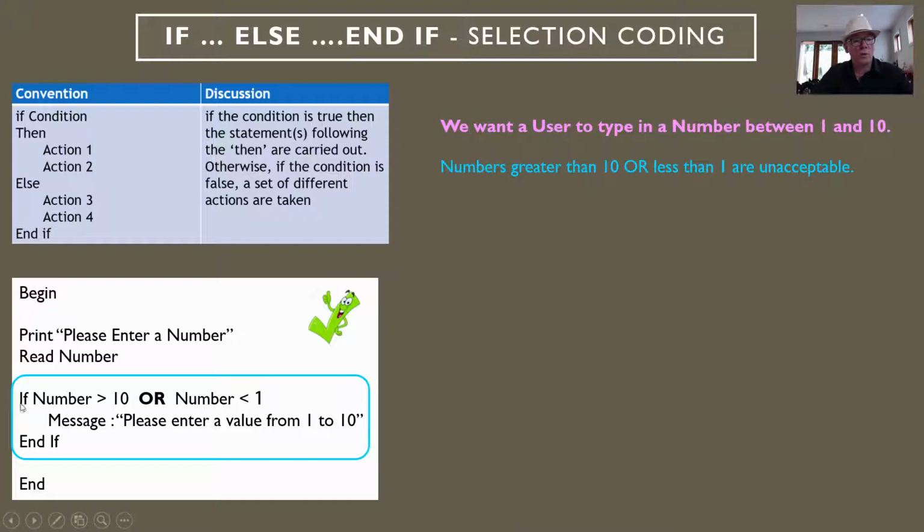Well, we could do it with an or statement, where we had if number greater than 10, we could just add on or if the number's less than 1, well then it's not between 1 and 10. So you might need to think about that. If it's greater than 10, it could be like 12, 13, 246. If it's less than 1, it could be 0 or negative numbers. So we tell them, nope, they're not the ones we want. Please enter a value between 1 to 10.